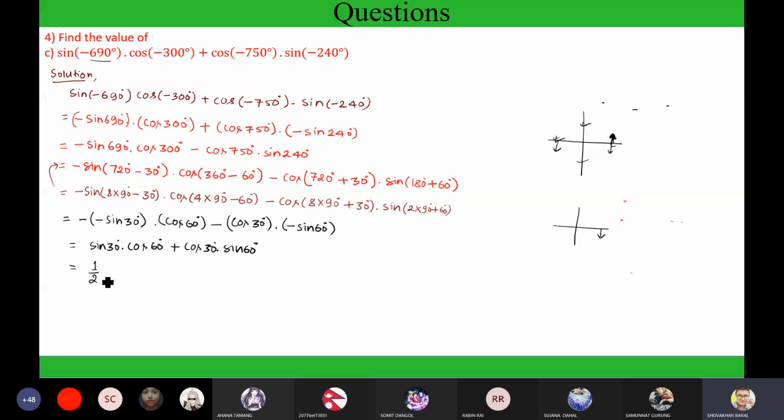So sin 30 will be 1/2, cos 60 again will be 1/2, plus cos 30 is root 3/2, and sin 60 is again root 3/2. Further, let's simplify it. It will be 1/4 plus 3/4, and if you take the LCM, it will be 4/4. This equals 1. Therefore, the result we have got is 1.